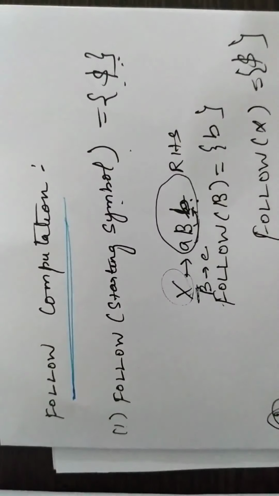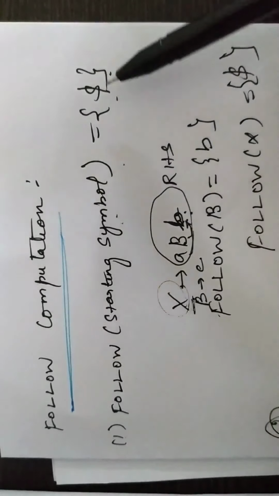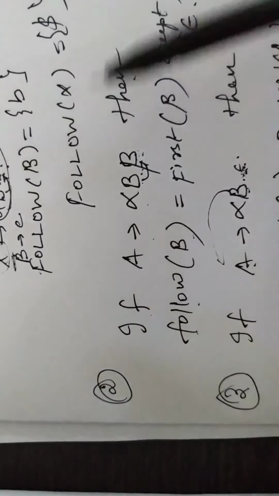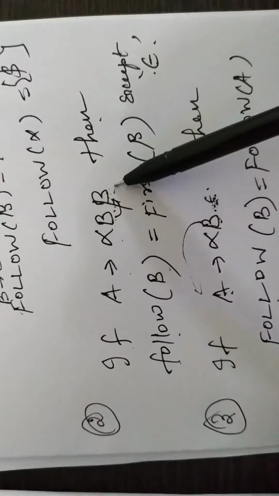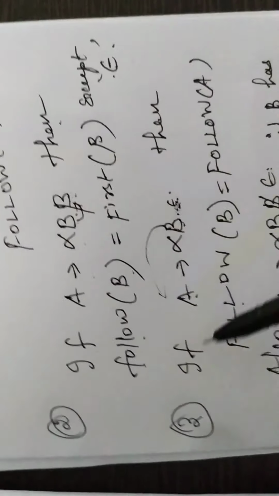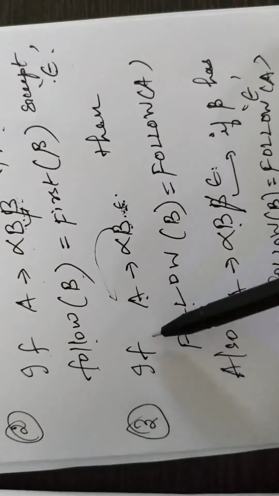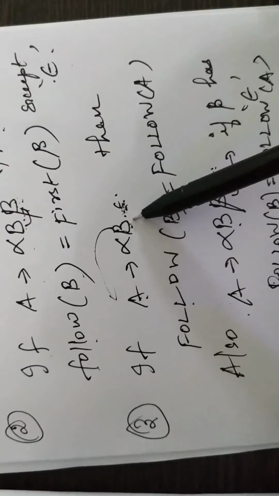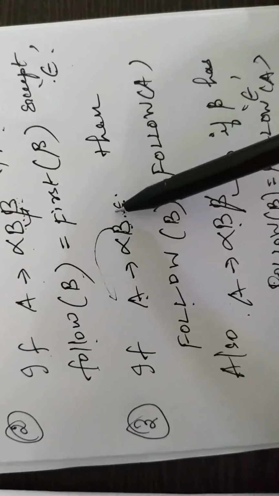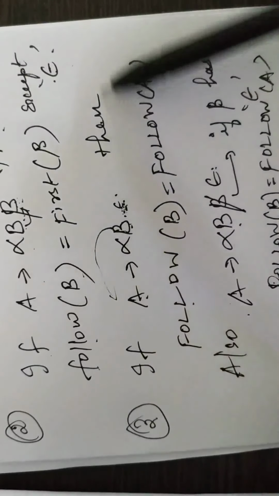These are the 3 rules we need to follow for follow computation. The first is: follow of starting symbol is $. And if A tends to alpha B beta, then follow of B is first of beta except epsilon, because your follow should not contain any epsilon symbol. If A tends to alpha B only, there is no beta symbol, nothing is following your B, which means follow of A is your follow of B.